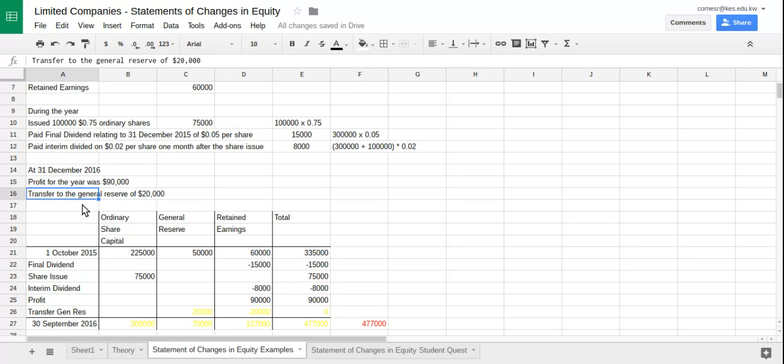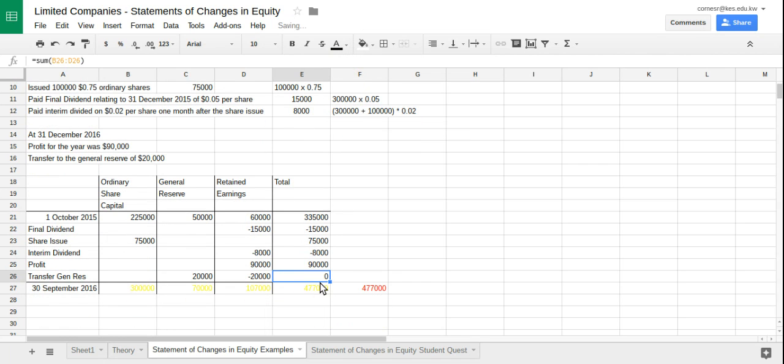And then the final thing is that the business has recommended to the shareholders the transfer of 20,000 to the general reserve. So what we're going to do is take 20,000 out of retained earnings, and we're going to add it into the general reserve. And this time when we look across the total column, you'll notice that the total column says nothing, because there's 20,000 positive and minus 20,000.